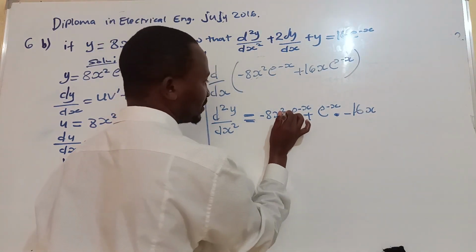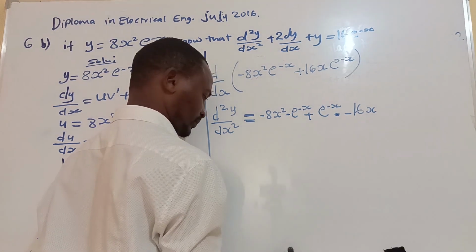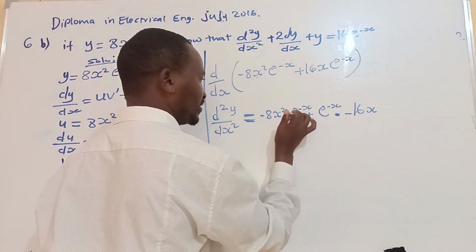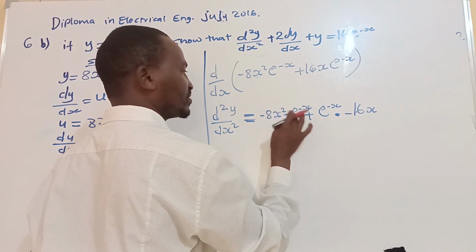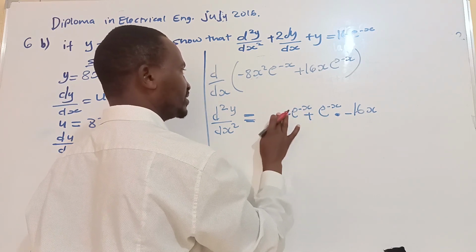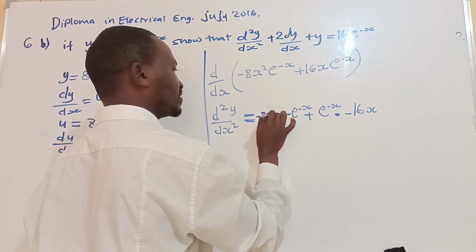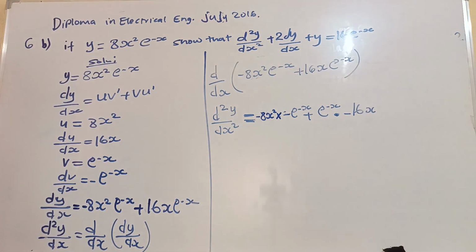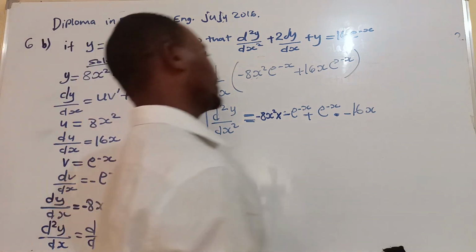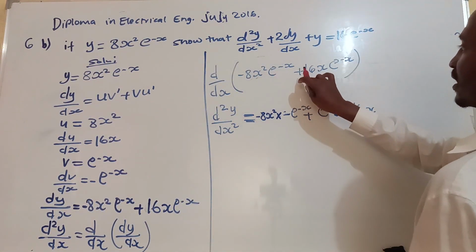Notice here we have a negative, this one. We have a negative, this one. And we are also multiplying this and this, so let me write in a way you will be able to see. So it will be negative 8x squared times negative 8x squared times negative exponential negative x. I'm done with this one. I'm now here, plus.